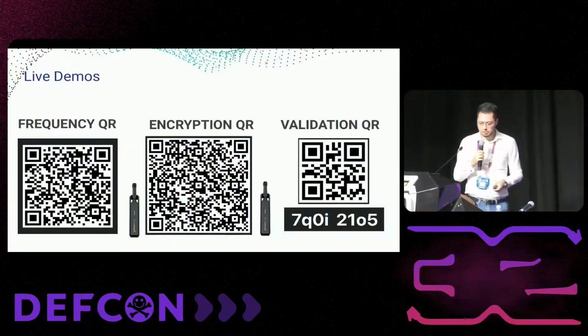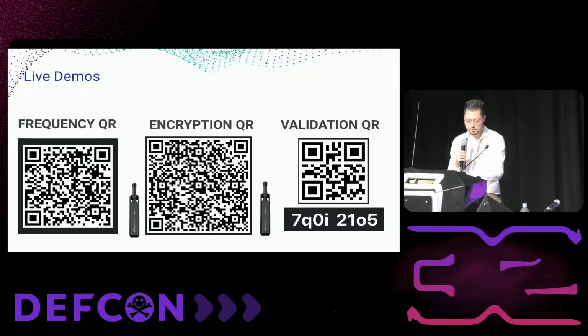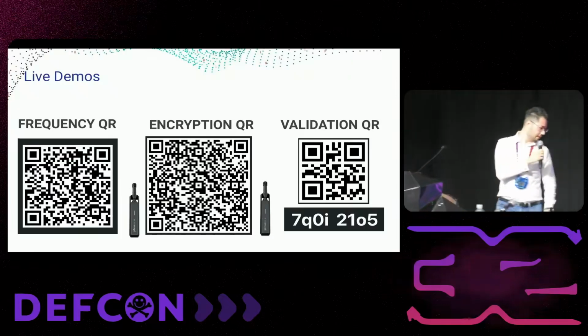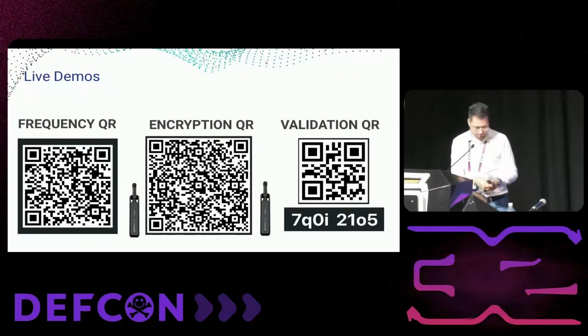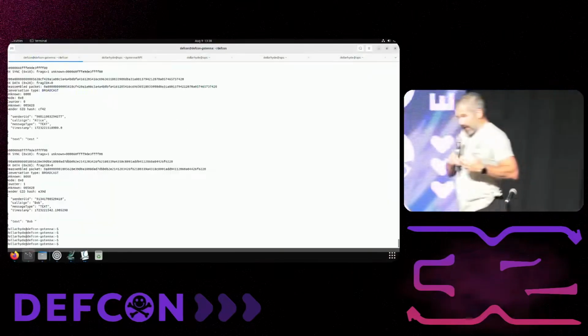So now let's get to live demos. If you have a goTenna Pro, then you can get the frequency on the left, the encryption in the middle, and validation on the right. We have 6 minutes, so let's be quick. I wouldn't scan it because we're both sketchy guys, but still.